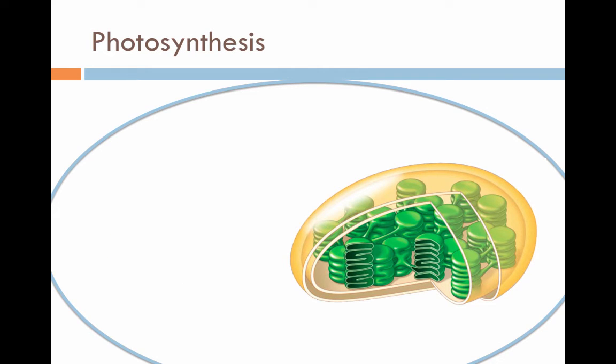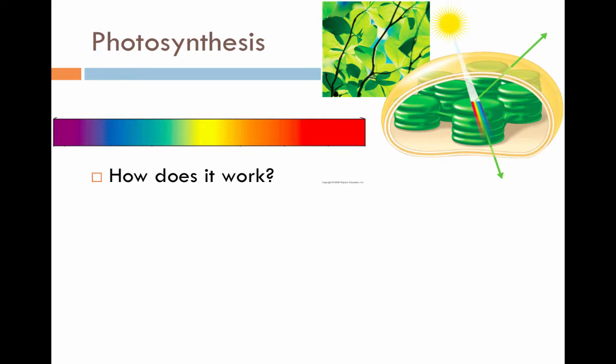Unlike cellular respiration, photosynthesis does not occur in every cell. It only occurs in cells that contain chloroplasts. Those cells tend to be plant cells. So again, photosynthesis only happens in cells that have chloroplasts, and those usually are plant cells.